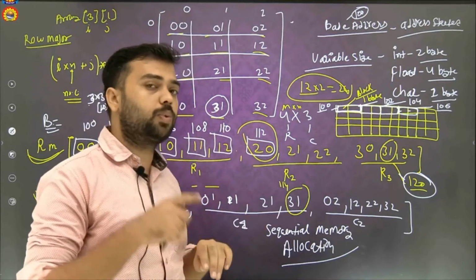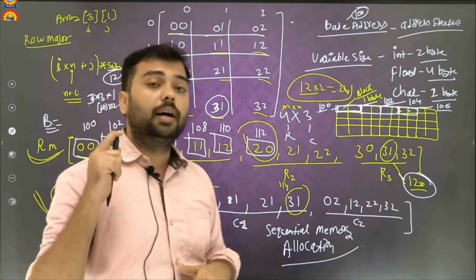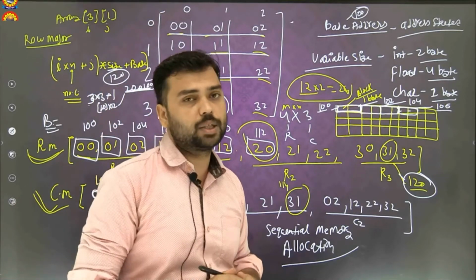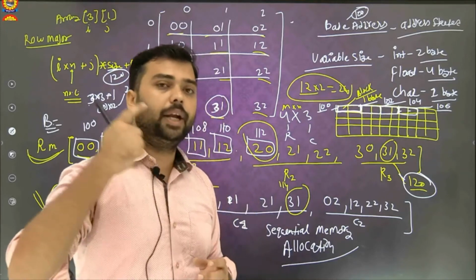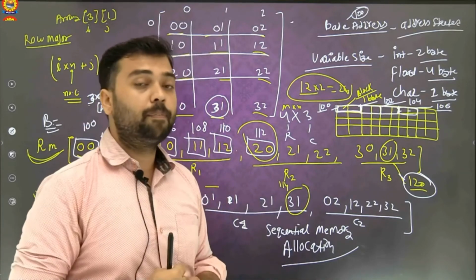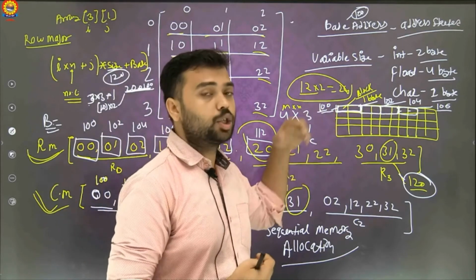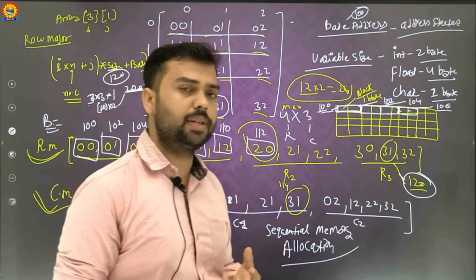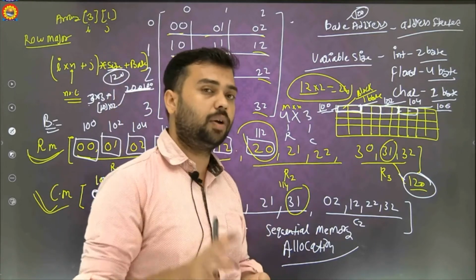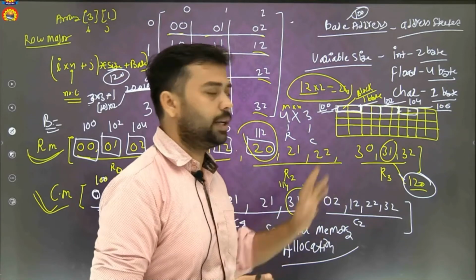So 9 plus 1 equals 10, multiplied with the size of variable. What is the size of variable? We take integer size as 2 bytes. So 10 into 2 equals 20, plus base address. What is the base address? We take it as 100. The base address is given in the question. If such questions come in the examination, then it gives the base address and the size of variable. So 20 plus 100 is 120.